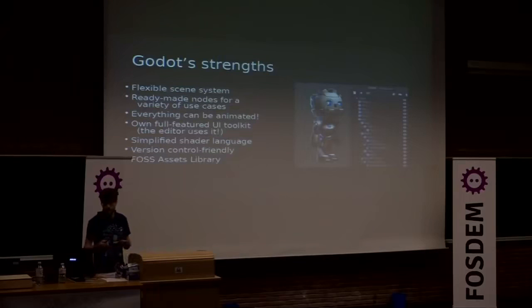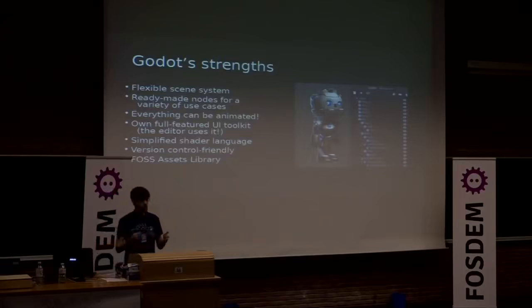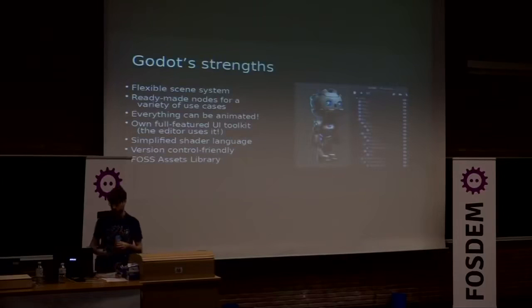So you have tons of nodes which can be used for a variety of use cases, so sprites, audio players, kinematic characters, everything. So you just put ready-made elements with their own API, and then you can use them to create your game. Or you can create your own by inheriting from the scenes that you created.